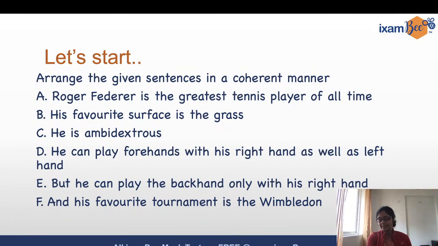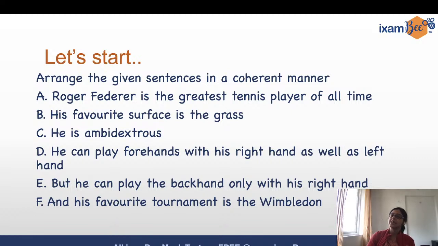Because if you look at the other sentences, they are referring back to him through the use of a pronoun. So, his favorite surface is the grass. That cannot be the first sentence because we have the use of the pronoun his. Next, he's ambidextrous. Same thing. He can play forehands with his right hand. Same thing. But there's a contradiction. Again, and: you cannot have a sentence that starts with and. Therefore, once you come to the conclusion that Roger Federer and his talents and preferences is the bigger picture, the main idea of the paragraph, you can easily conclude that A is the first sentence of the paragraph.